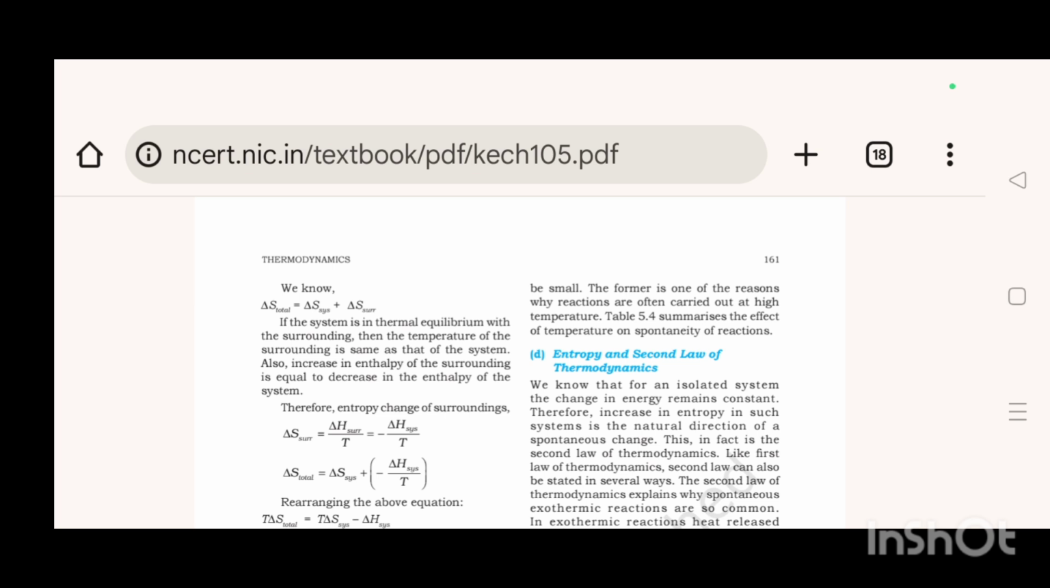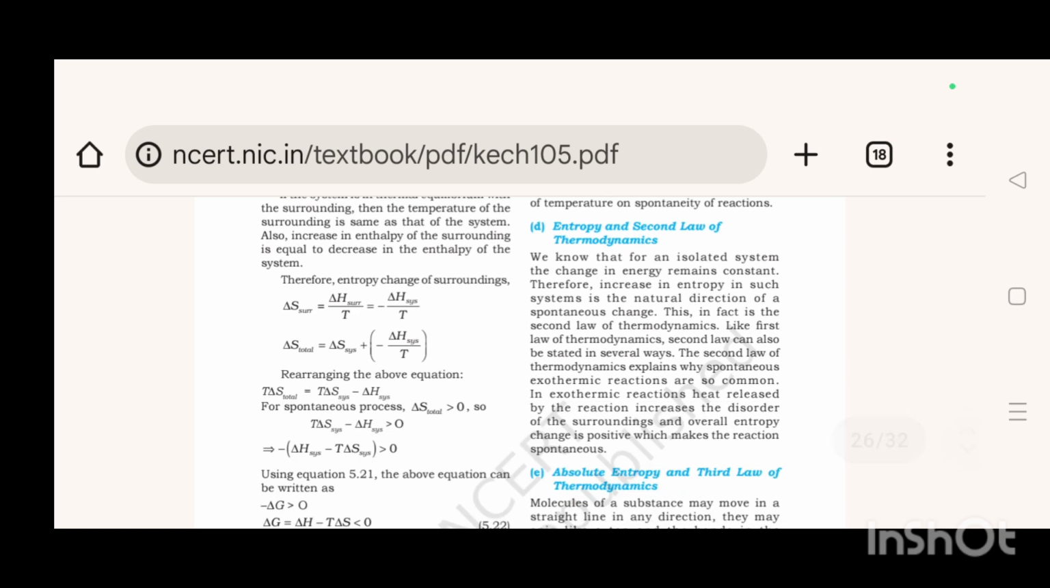If the system is in thermal equilibrium with the surroundings, then the temperature of the surroundings is the same as that of the system. Also, the increase in enthalpy of the surroundings is equal to the decrease in enthalpy of the system. Therefore, entropy change of the surroundings, delta S surroundings, equals minus delta H system by T. Delta S total equals delta S system minus delta H system by T. Rearranging the above equation, T delta S total equals T delta S system minus delta H system.